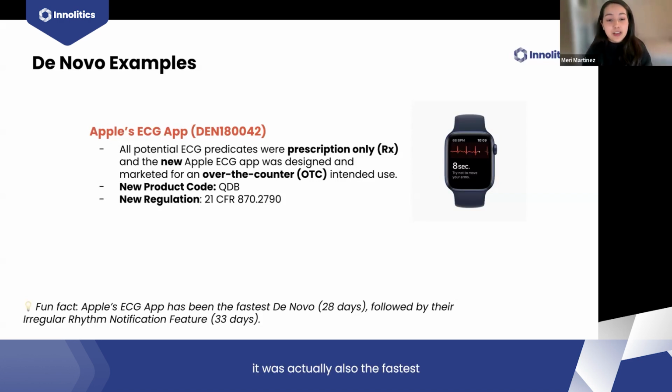And fun fact, it was actually also the fastest de novo that there's ever been. It only took 28 days to review and grant, which is crazy. I don't even know how that's possible. If anyone has any insights on that, I'd be very interested to hear. And even more interestingly, the second fastest de novo is also Apple's irregular rhythm notification feature. So they must have a really good regulatory team or something, but yeah, they've been doing great at de novos.